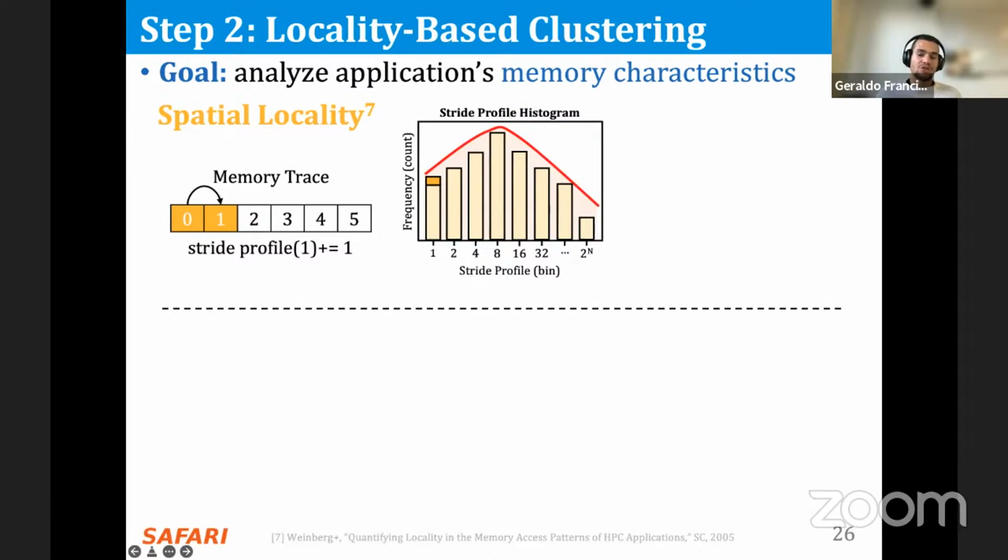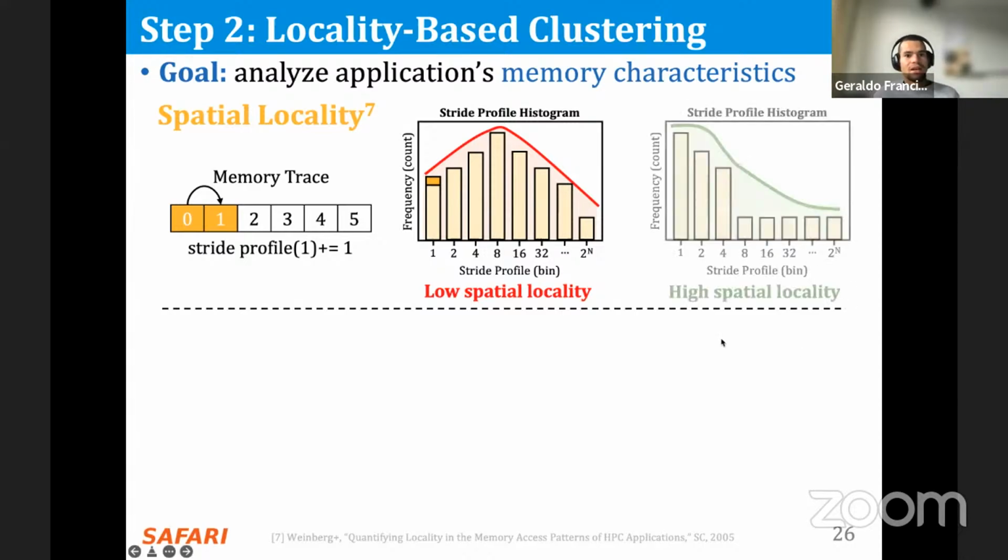We use the stride profile histogram to calculate the cumulative distribution of the stride profiles, which represents the final spatial locality value. A spatial locality value close to 0 is caused by large stride values or random access, as shown in this example. In such case, we say the application has low spatial locality. A spatial locality value close to 1 is caused by a completely sequential access pattern. In such case, we say the application has high spatial locality.